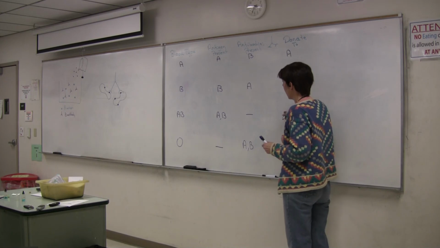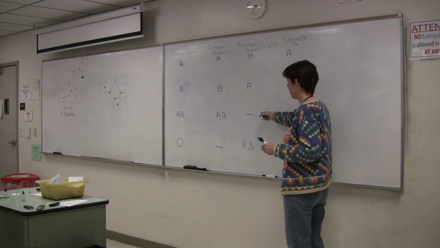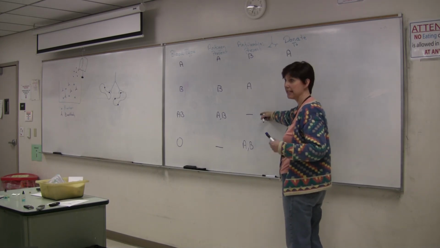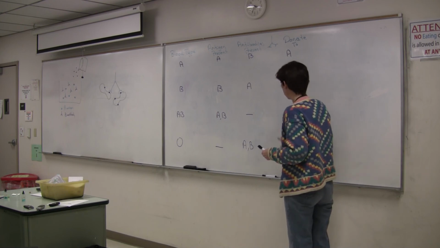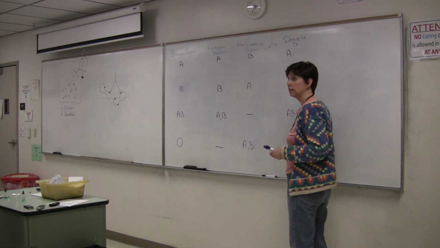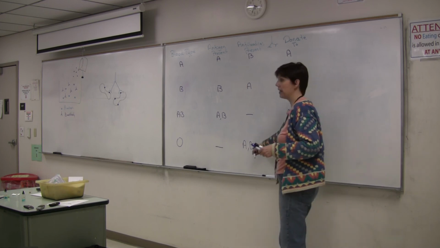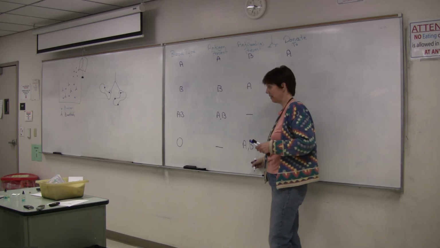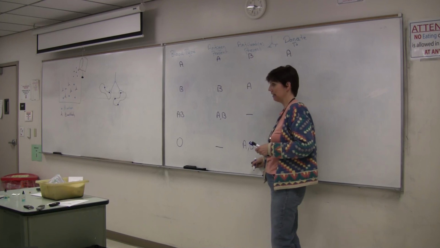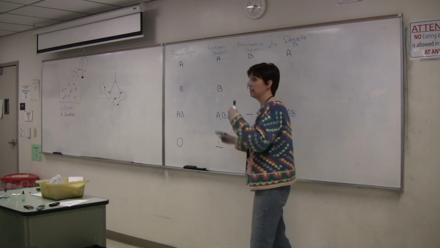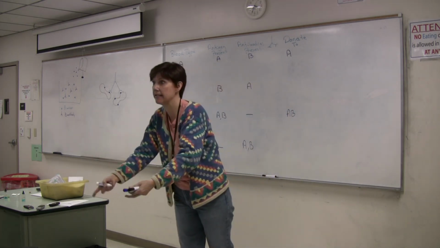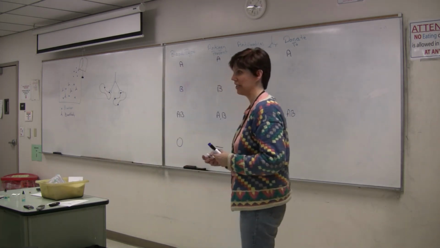Can I donate to AB? Yes, because there's no antibodies in AB against anything. So I can donate to AB. Can I donate to O? No, because O has both A and B antibodies. All right? Before I move on, does that make sense? So I cannot give blood to any blood that has antibodies against those antigens.